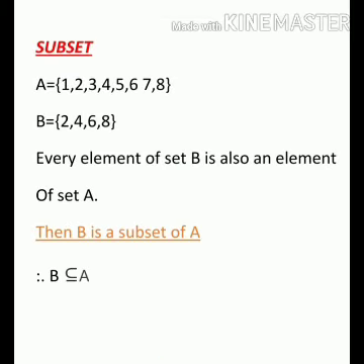Now, move to the next topic, subset. Here set A and set B, two sets, are given. The elements of set A, 1 to 8, are given. Next, the elements of set B, 2, 4, 6, 8, are given. Children, all the elements of set B are present in set A. It means set B is a subset of set A.